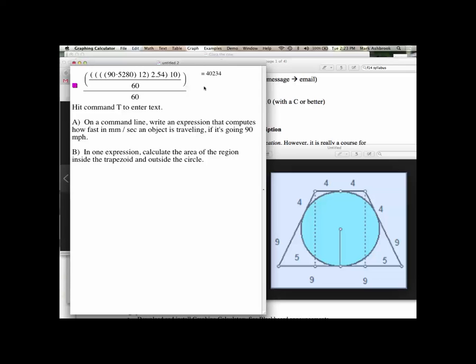Okay, yeah, I think you get it. The point is to practice making large expressions that calculate it. So we want one expression that calculates that area.